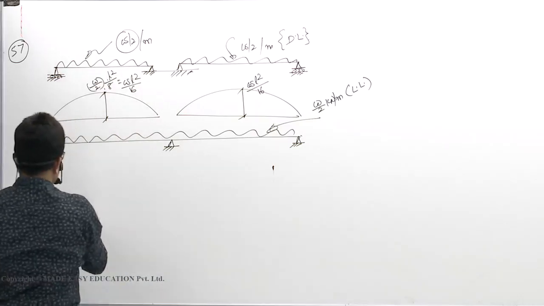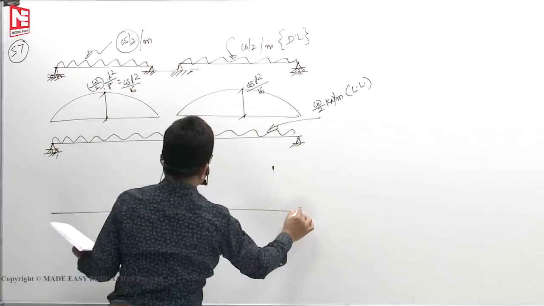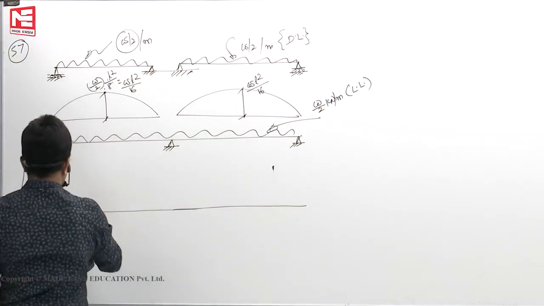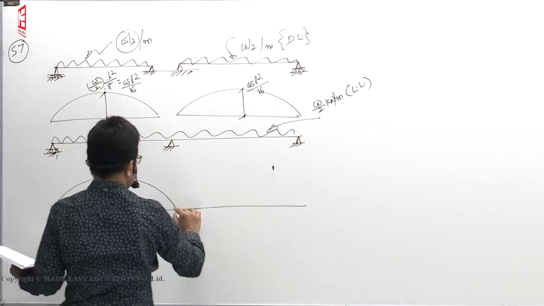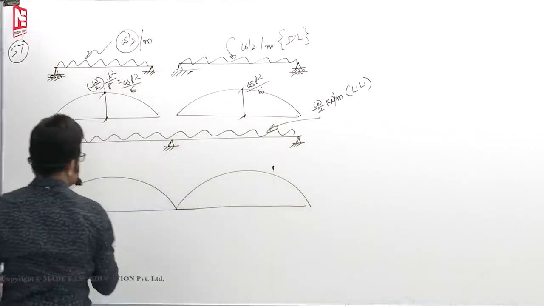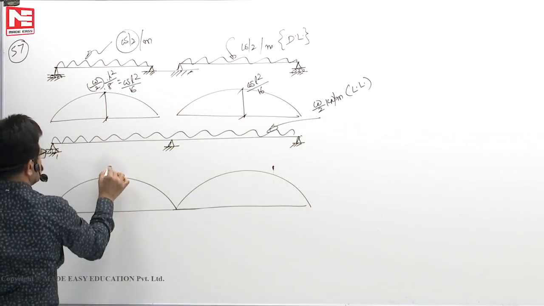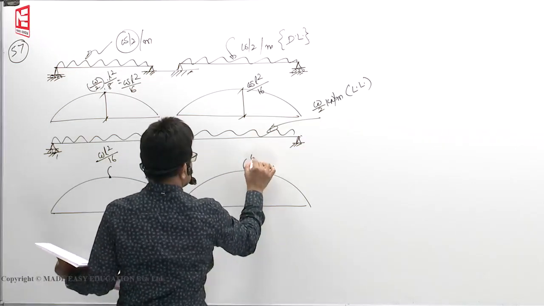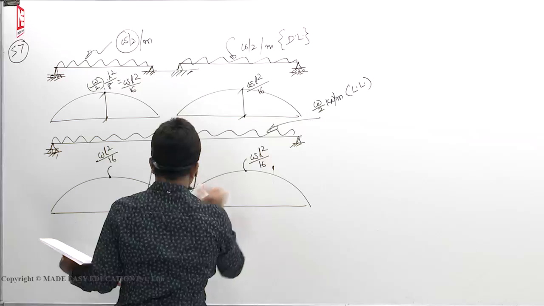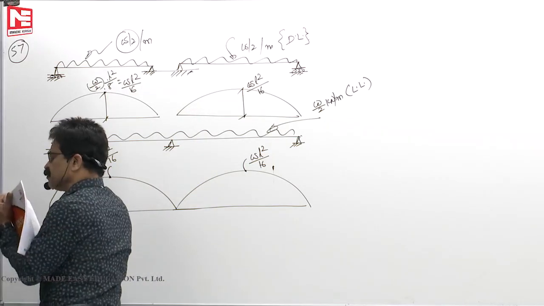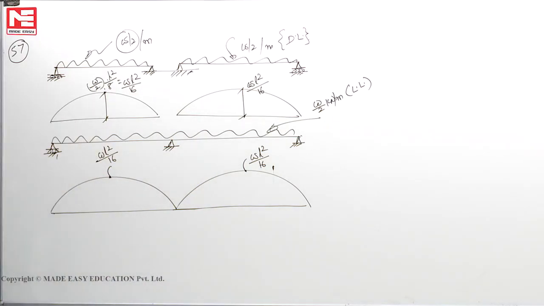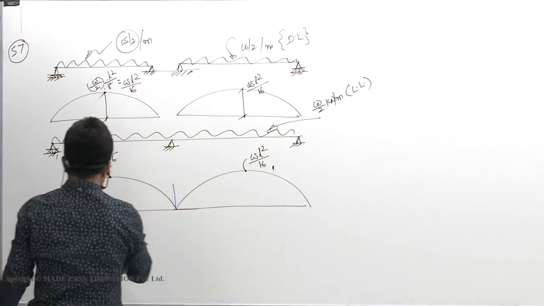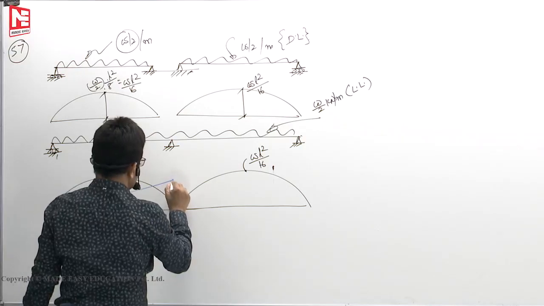Now for this one, we know how the bending diagram goes. For the second case, it will come like this. This is a positive bending moment. This is WL square by 16. This is WL square by 16, if you assume it as a simply supported beam. Now the negative bending moment here, because continuity is established, we know how to draw this bending moment diagram.